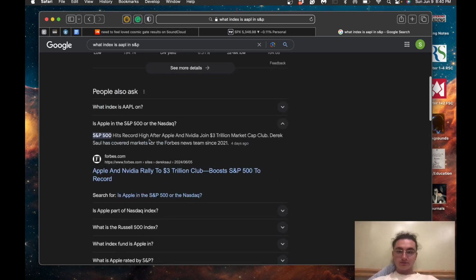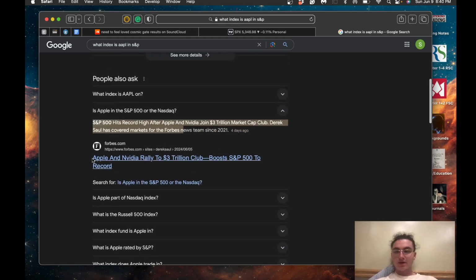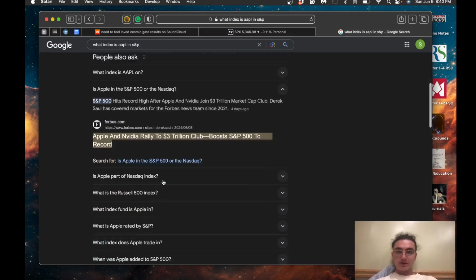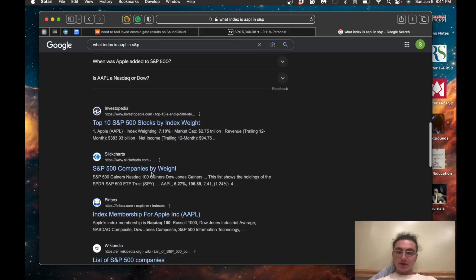There we go. This isn't directly said, but you can kind of see here: Apple and Nvidia rally to 3 trillion, boost S&P 500 to record. So yeah, that's how we got that.